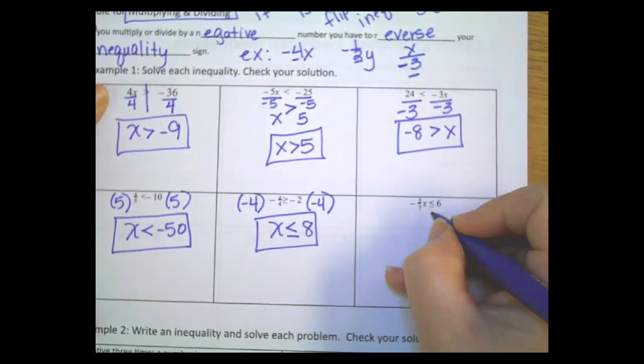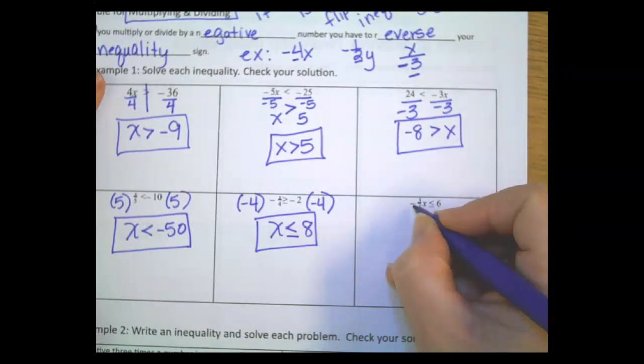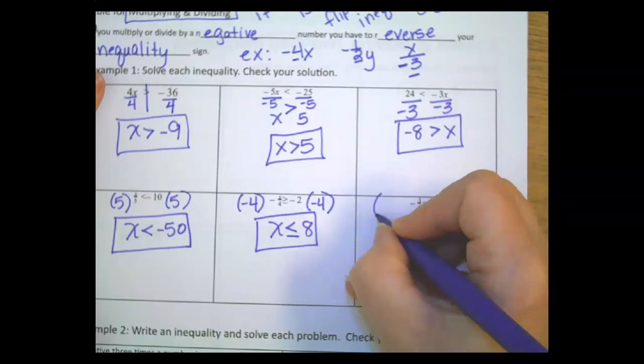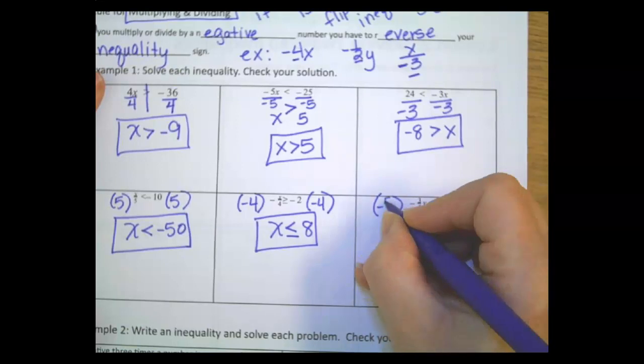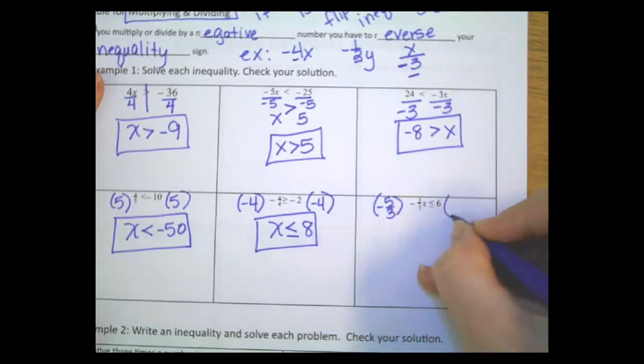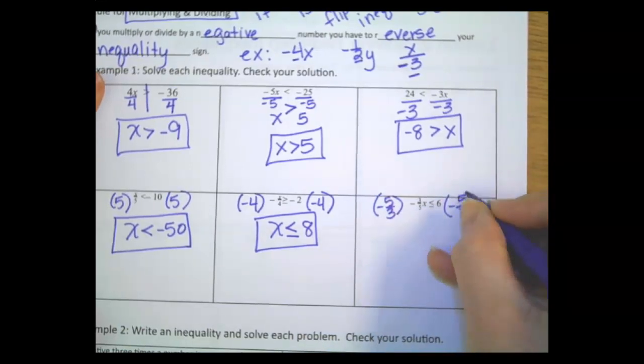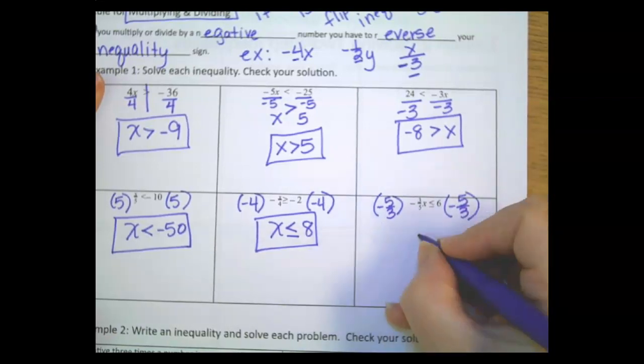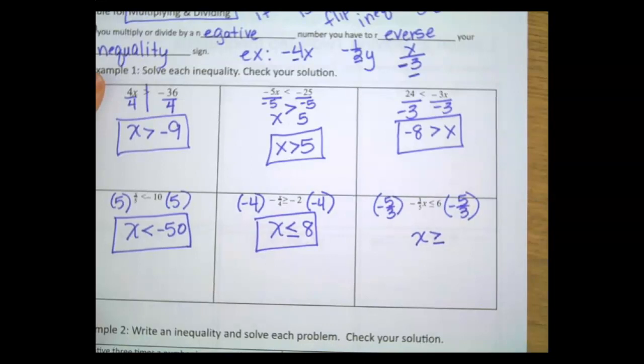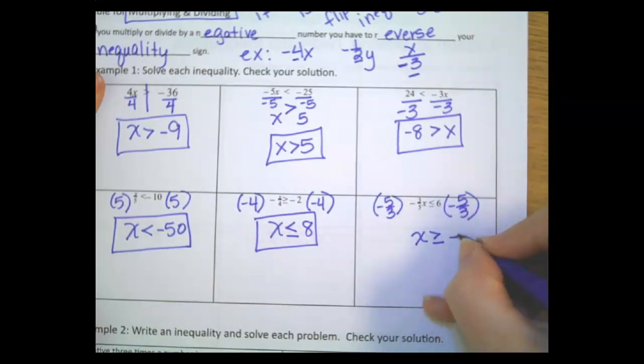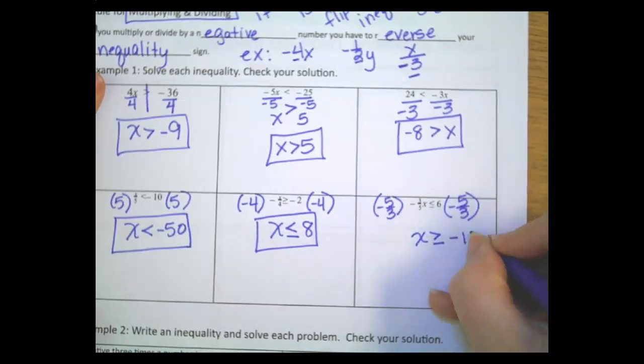How do we get rid of a fraction? We multiply by its reciprocal. Is it negative? Yes. Do we need to switch it? Yes. So I'm going to multiply both sides by a negative 5 over 3, by a negative 5 over 3. Use your calculators. I'm going to reverse the sign, and I punch that into my calculator, and I get a negative 10.